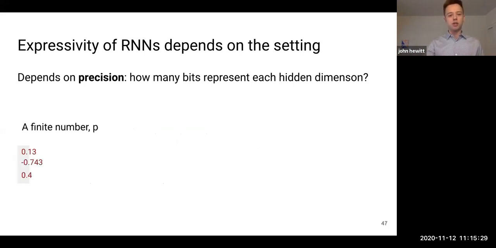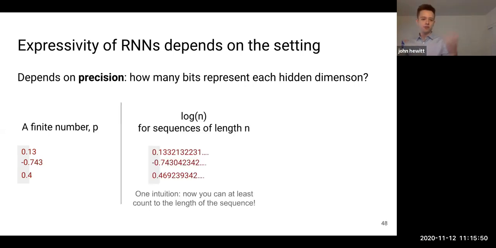So when you have a hidden vector, right, this is the hidden state of your RNN, it's a bunch of rational valued numbers. How many bits are you using to represent those rational values? Do you have, say, 32 bits? Or 64 bits or 8 or something like that? Have you quantized it really low and now it's 4 bits or whatever? So that's one option for a theoretical setting.